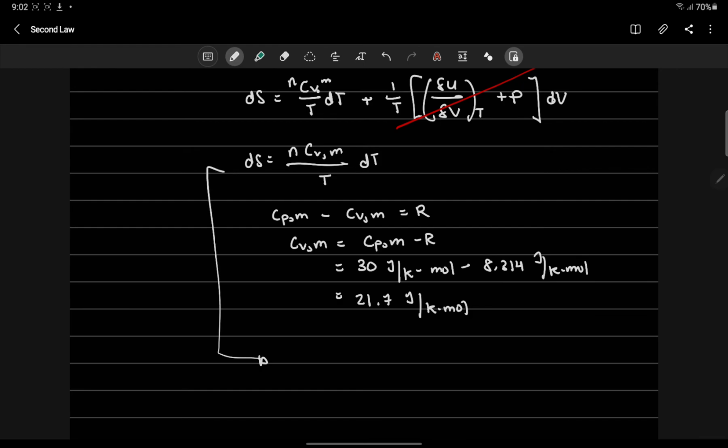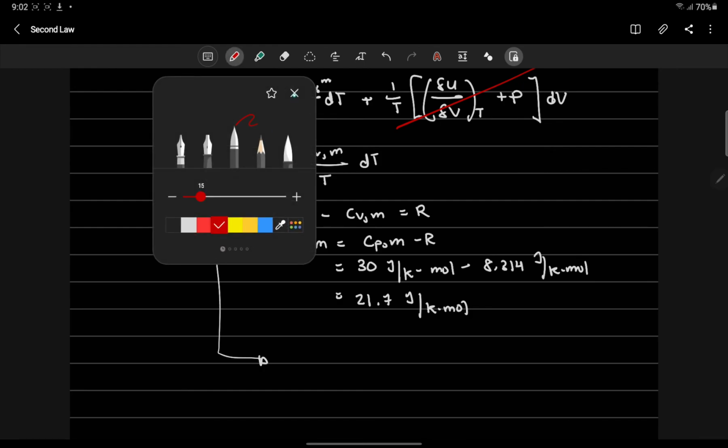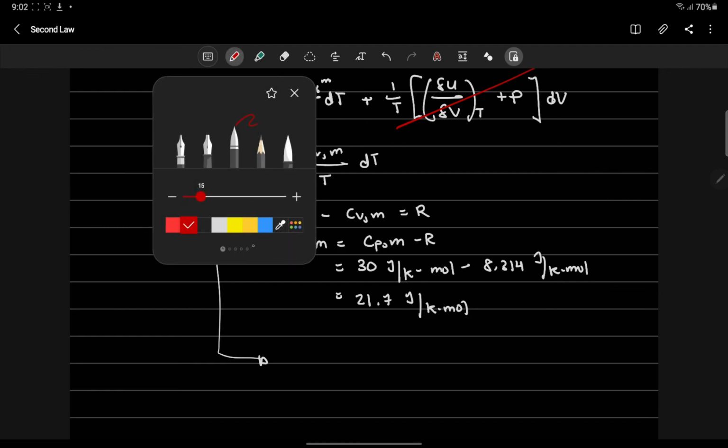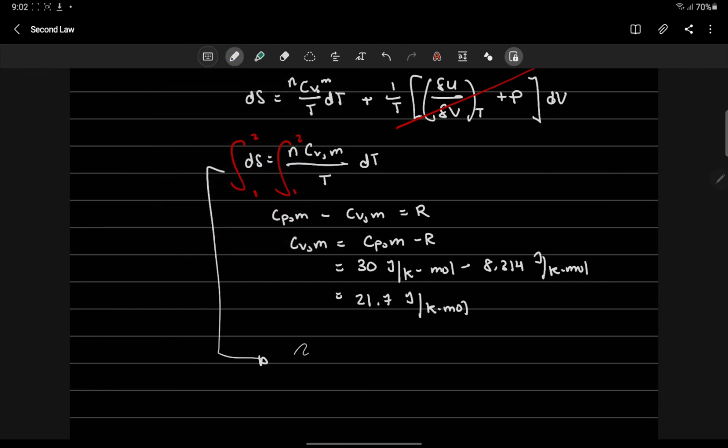But we haven't integrated this equation. So let me do the integration. Integral from condition 1 to 2. So yung dS magiging delta S, change in entropy, equals, ilang moles ba ang meron tayo? Anyway, ang magiging form ng equation is nCvm, constant kasi yan. We have the value. ln of T2 over T1.